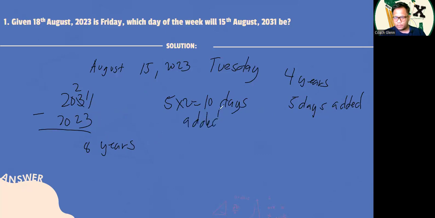Next, we just need to divide 10 by 7. 10 divided by 7 is equal to 1 remainder 3. So that means a total of 3 days will be added. 10 days added is just congruent to 3 days added. Since August 15, 2023 is Tuesday, we just count 3 days from Tuesday. That's going to be Wednesday, Thursday, and then finally Friday. So the final answer here should be Friday.